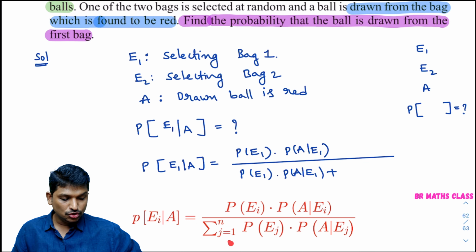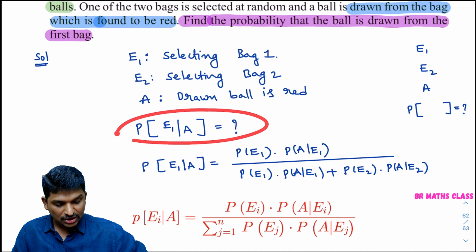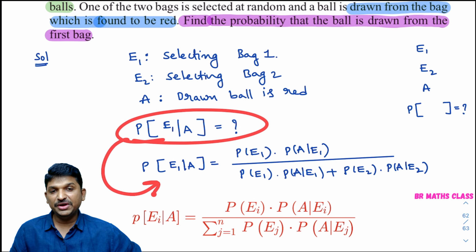Next, j value you put 2. What you will get? Probability of E2 into probability of A by E2. So we want to calculate this. To calculate this, the formula is from Bayes theorem. You need to know this also first of all, right?